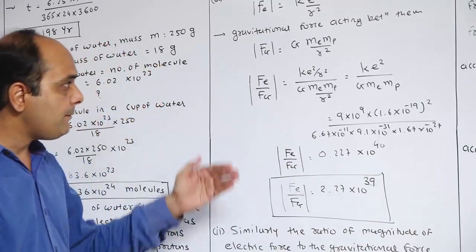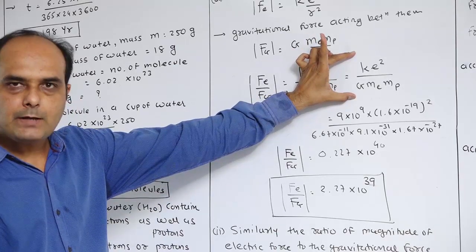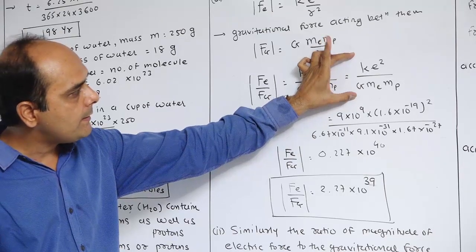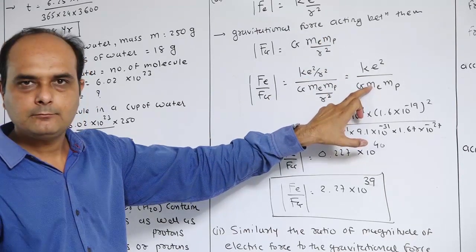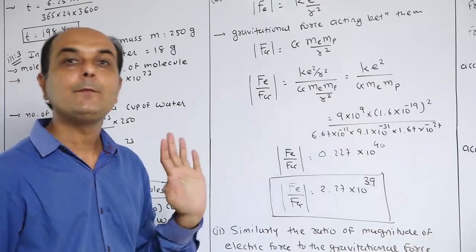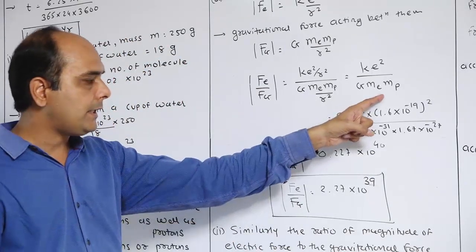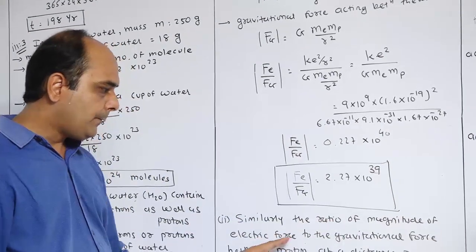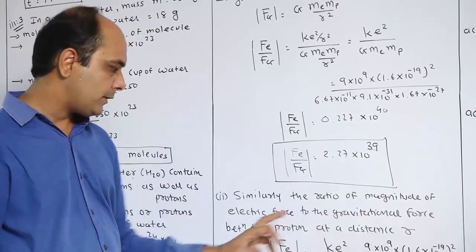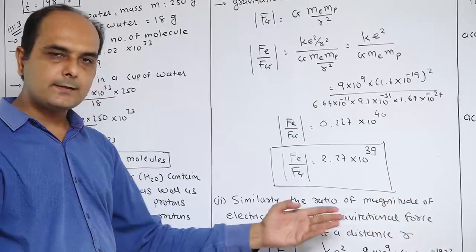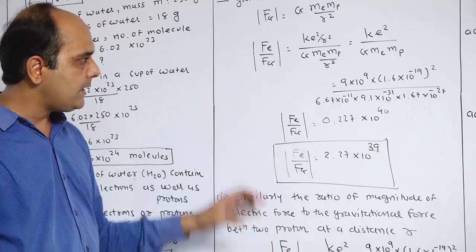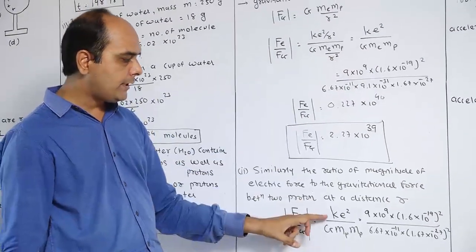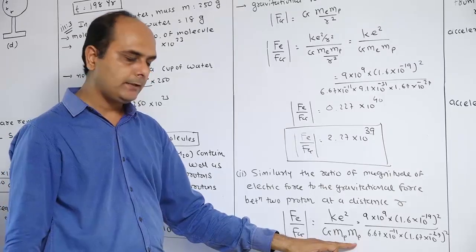Now students, the same equation can be used between the two protons. So what change takes place? Me is replaced by the mass of proton, only this. Now rewrite the equation again. Similarly, the ratio of the magnitude of electric force to the gravitational force between the two protons at a distance r can be given by Fe by Fg as it is. Only this change takes place, Me replaced by Mp, so that it is K e square by G, Mp into Mp.